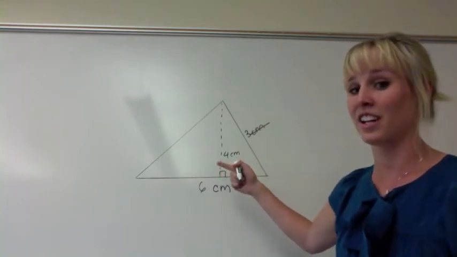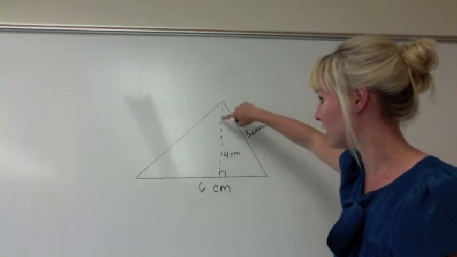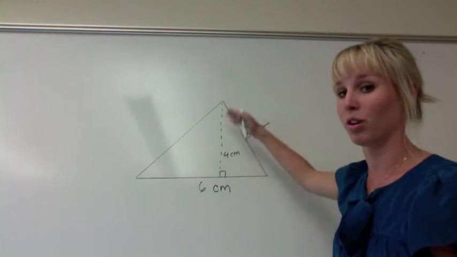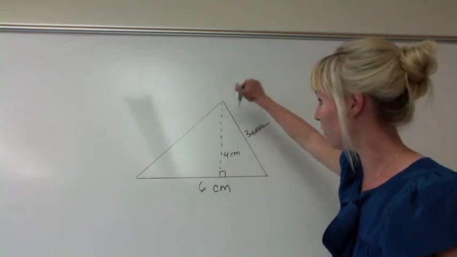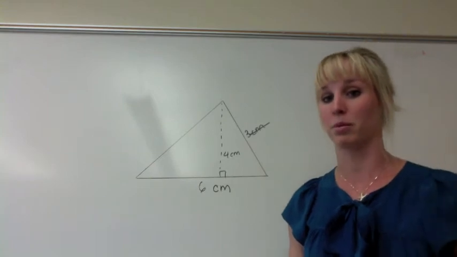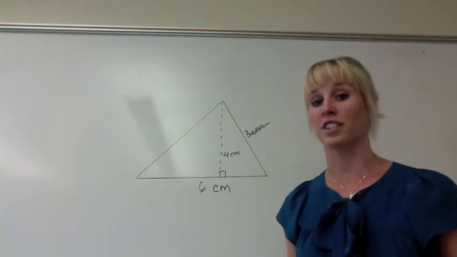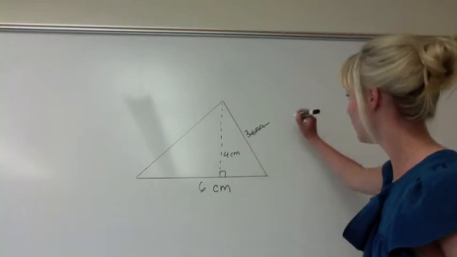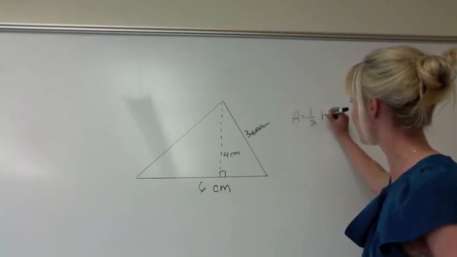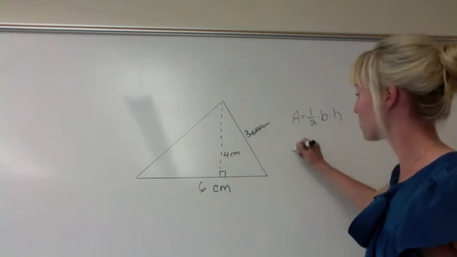Now here's another hint. Most of the time, you're going to see this dotted line and a right angle sign. So it'll help if you look for the dotted line in future assessments, quizzes, problems, etc. So we solve it the same way. We start out with the formula of area is equal to 1/2 of the base times the height. And we just plug our numbers in.